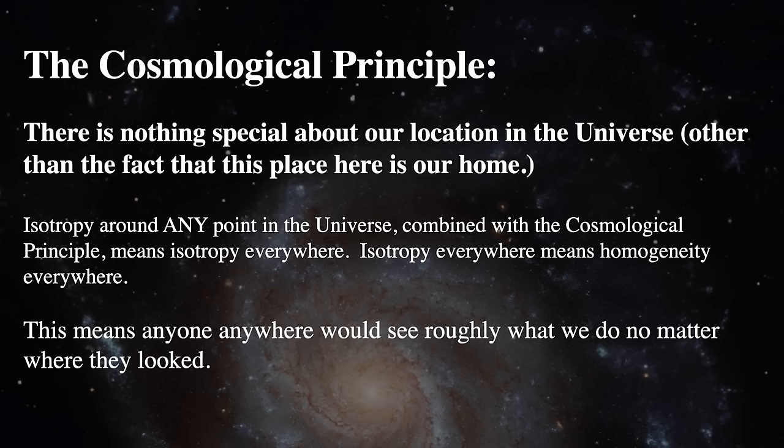This means there's nothing special about our location in the universe other than the fact that it's where home is. Homogeneity means that the distribution of things is smooth and regular. There could be an overall pattern, but it must be continuous and unchanging in space. So a brick wall, perfectly laid out, is homogeneous in this regard. It's all brick, and the individual bricks are arranged and stacked in roughly the same way, and they all have roughly the same size or range of sizes.